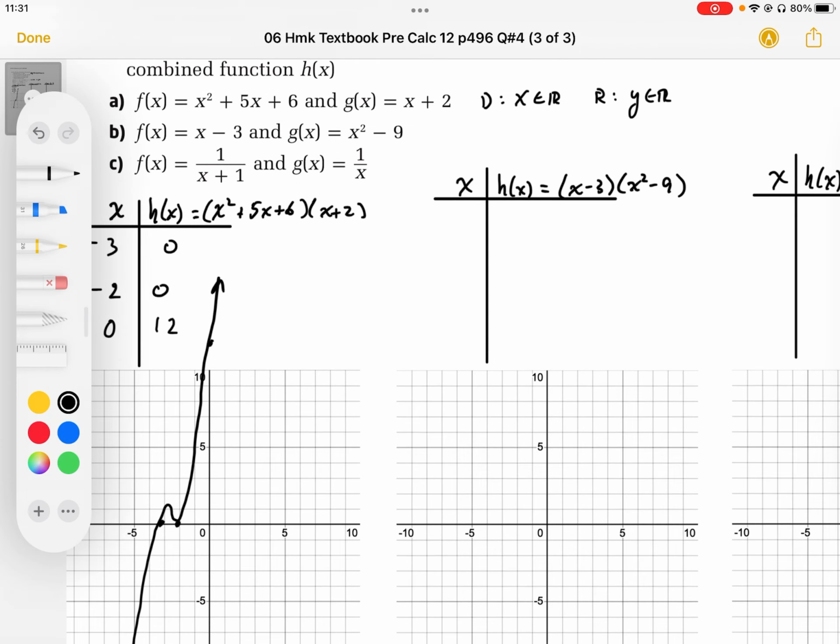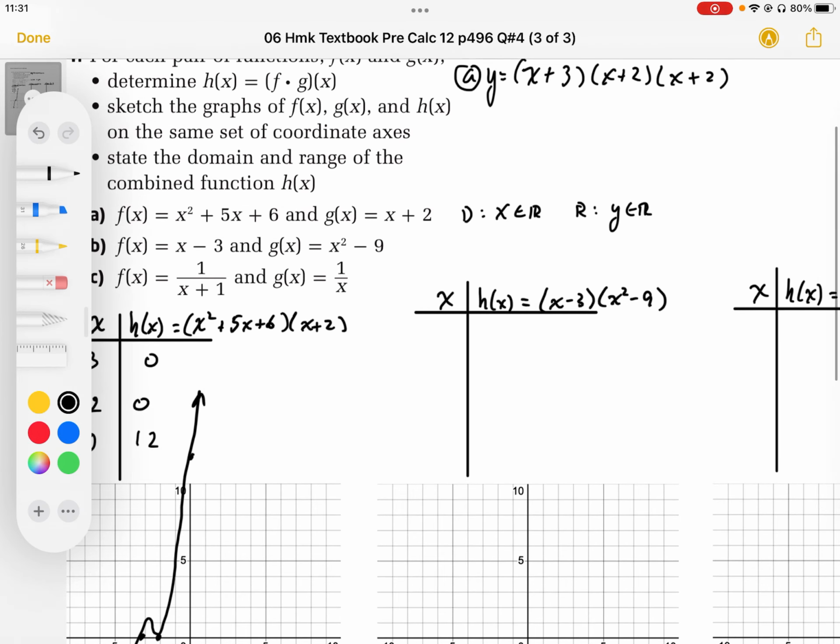For B, I have the linear function and quadratic function. Again, we're going to start with the domain and range. Since this is a cubic, when I combine them together, my domain is going to be all real numbers. I started with all real numbers for both the quadratic and linear. The range, since it's a cubic function, is going to be all real numbers as well. Since I know it's a cubic function, I could really just base it off the zeros.